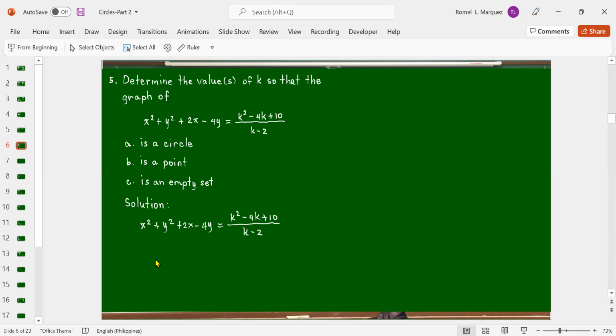Then, completing the square. Let us group the x terms separately from the y terms, and then add 1 to make it a perfect square trinomial. What about the y terms? Y squared minus 4y, then plus 4. So let's add also on the right side 1 and 4. So that is equal to 5, no?